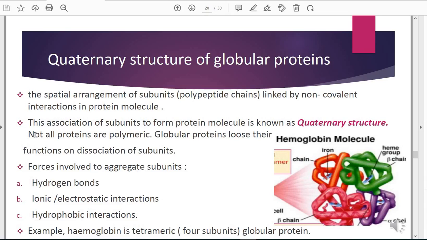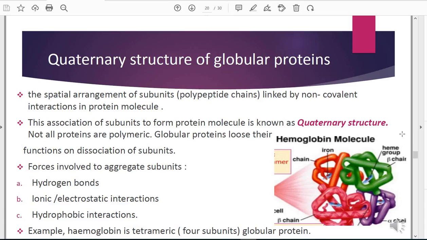The last level of the protein structure is the quaternary structure of the globular protein. It's the spatial arrangement of the subunits of the oligomeric protein, linked by non-covalent bonds in the protein molecule. This forms the quaternary structure, like this figure of the hemoglobin molecule. It's a tetrameric protein. Tetra means formed of 4 subunits.